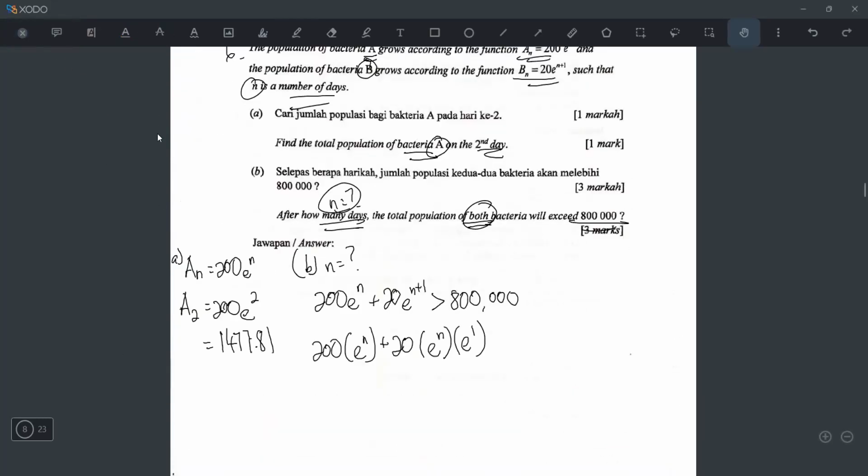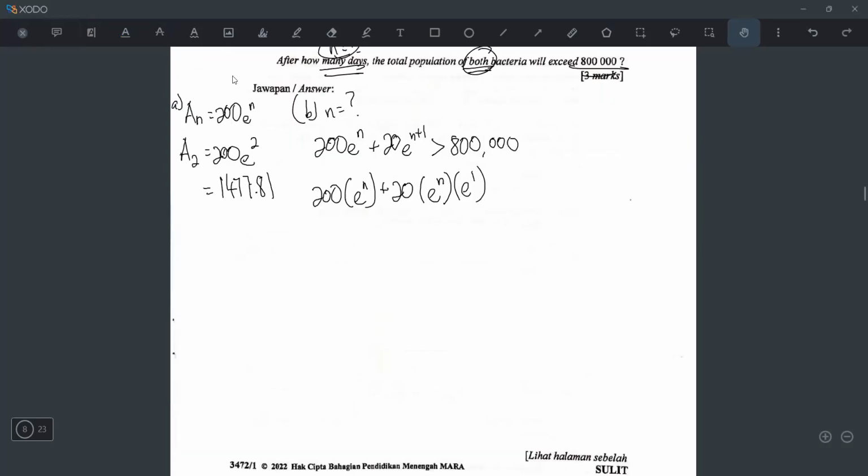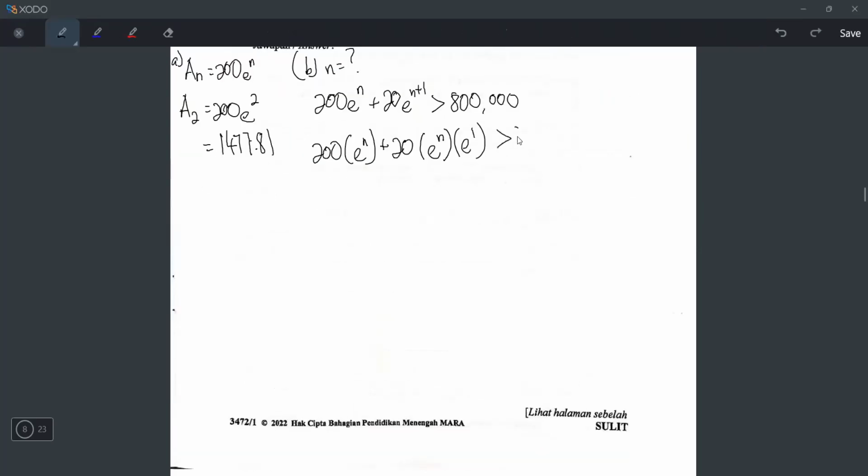Okay. I already explained just now in question number 5 why you can separate like this. So now let's continue. It's bigger than 800,000. 200 bracket E power n, just leave it, plus E power 1 times 20, this one I can do, right? 20 times E, let's press. So 20 times shift ln and then 1, because it's E power 1, right? So it's 54.37 bracket E power n. Because the E power n cannot be calculated, that's why it goes like this.